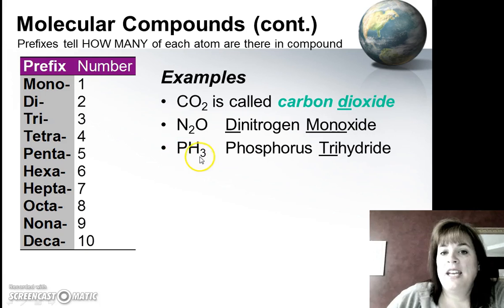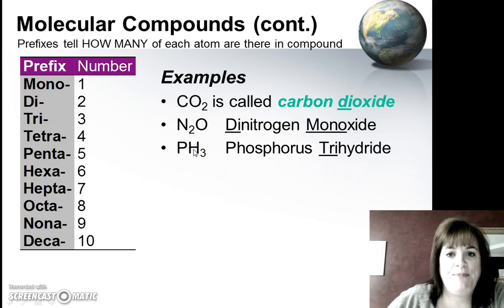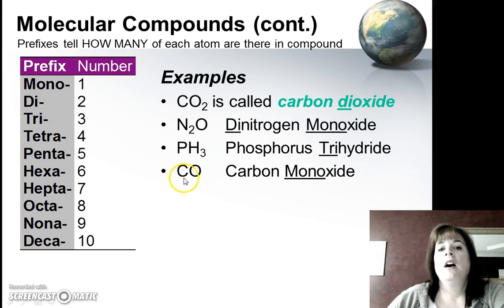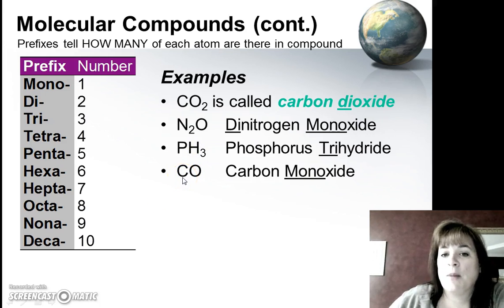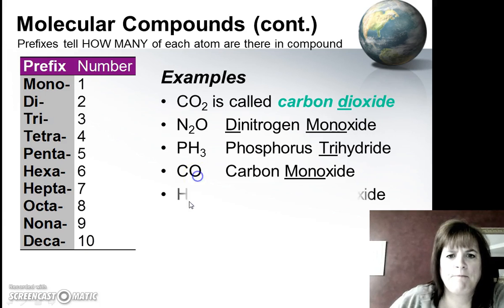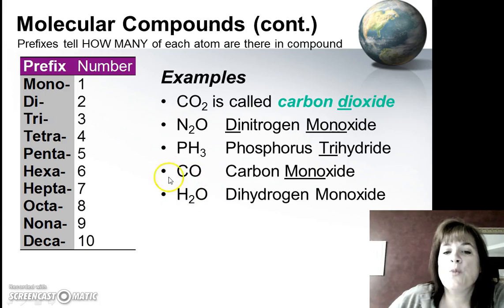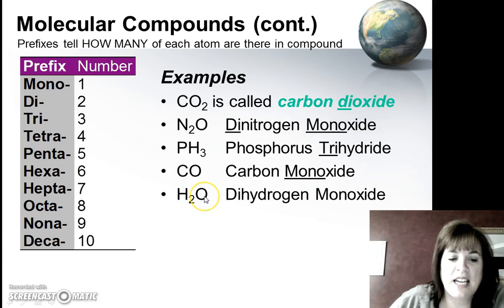Here is PH3, so we name the first one without a prefix, phosphorus. And then 3 is tri, so this would be trihydride. Oh, look at this one. This is carbon monoxide. Don't breathe that. And look, here's water. Well, water, right, hydrogen and oxygen are both nonmetals, so this would be dihydrogen monoxide.